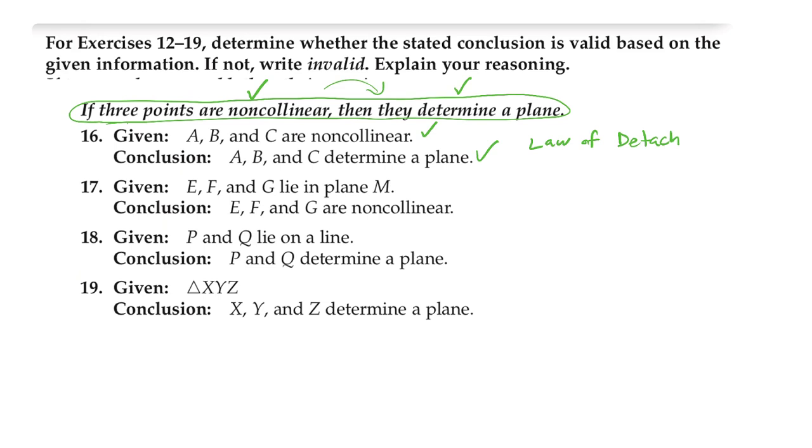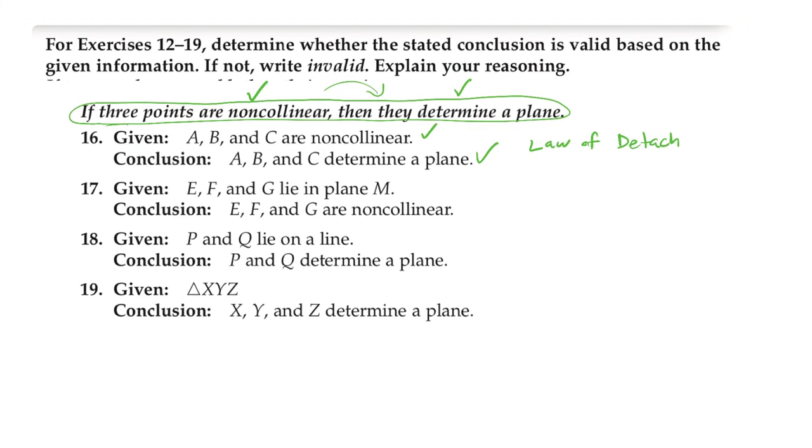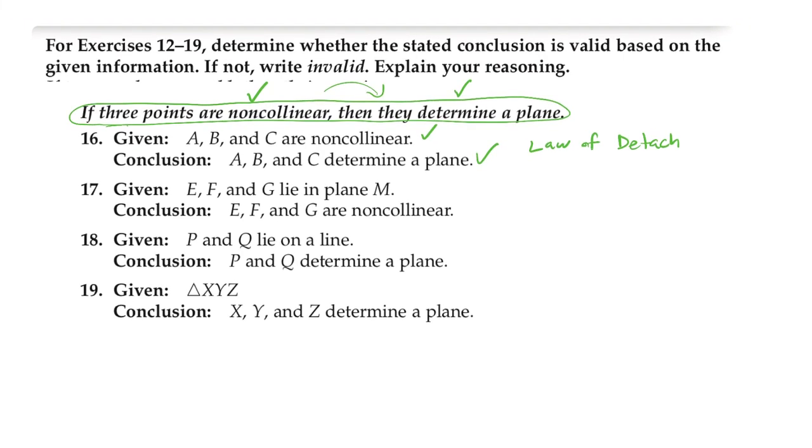Then it tells us E, F, and G lie in plane M. Well, that has nothing to do with our if 3 points are non-collinear. So get the heck out of here. We don't know anything, right? Oh, they lie in a plane. So who cares? That's nothing to do with our statement. So let's look at what they said. They're non-collinear. No, they could lie in plane M and be on the same line like that.